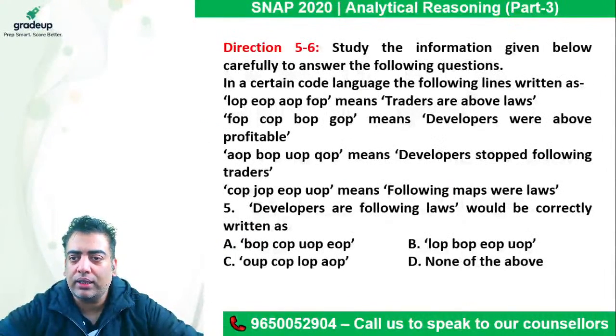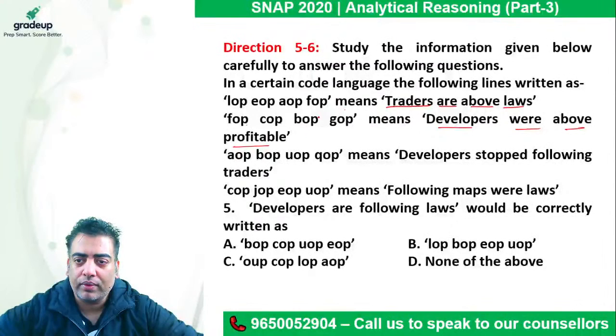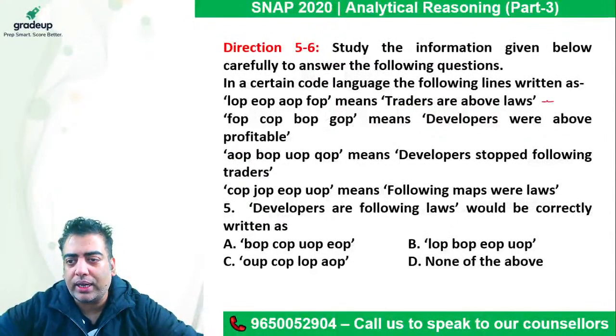So here it says, study the information given below carefully to answer the following questions. So whenever such information is given to me, in order to answer the questions, we need to figure out what all words are common between the statements given to me, and against them what all codes are common. So we need to compare 2 statements at a time. So if I compare first statement and second statement, the only word common between these 2 is above, which means only one code will be common here.